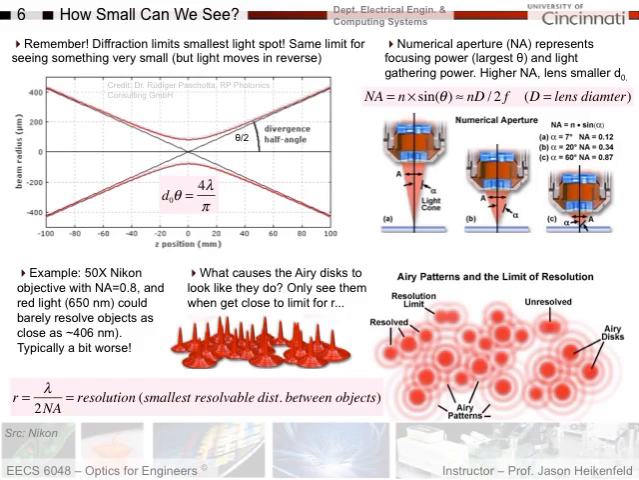Well, at the end of the day, you're going to be left with a resolution limit. So here's an example, a 50x Nikon objective with a numerical aperture of 0.8, which is pretty good, and red light could barely resolve objects as close as 406 nanometers. So they need to be a little bit more than 400 nanometers apart to be able to see them. I calculated that using this equation where we've got lambda, which is units of distance, which gives us our nanometers, over 2 times numerical aperture. Numerical aperture is unitless, okay? So you can get numerical aperture from here, sub it in, and I put in my wavelength. That gives me the resolution limit.